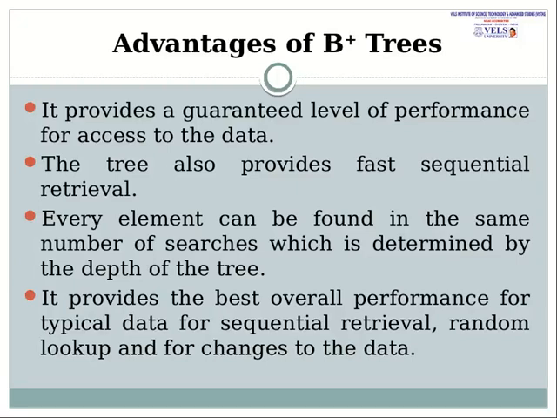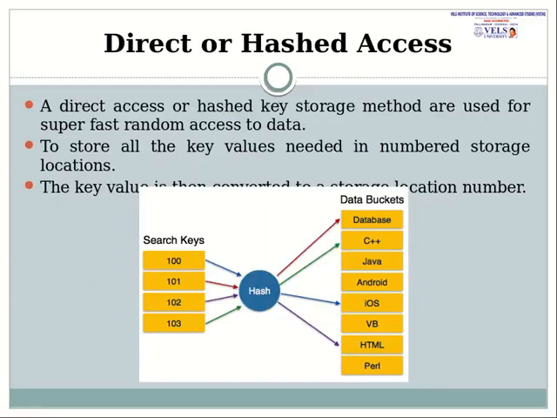Our next one is direct and hashed access. Here the direct and hashed access key storage method is used for super fast random access with the help of hashed access. It stores all the key values needed for the number of storage locations. For example, here the search keys are 100, 101, 102, 103, and through this hash you can locate them in different data buckets. 101 points to the IOS, another points to the database, and 102 points to the HTML. So it is based on the key value, which is connected to the storage location number.